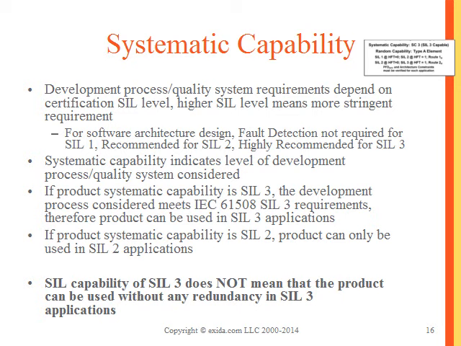So the majority of the manufacturers tend to shoot for the SIL 3 level assessment simply because if there's just one function in your plant that is SIL 3, then at least that product qualifies for that function. Again, it does not mean that the product can be used without any redundancy. It simply means that the development process and the quality system that the manufacturer uses is capable of achieving SIL 3.